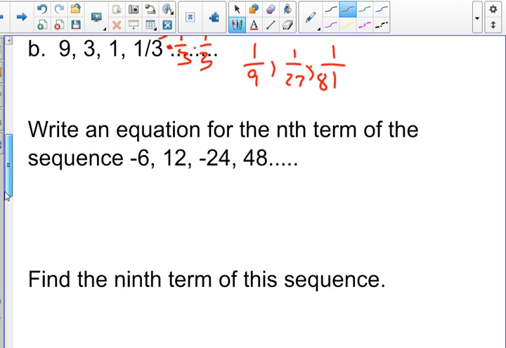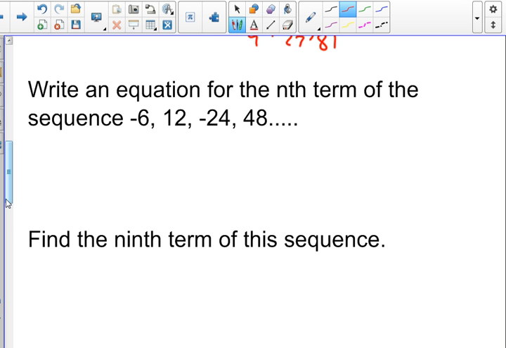Okay. Write an equation for the nth term of a sequence. Now, we need to determine whether it's arithmetic or geometric. I'm assuming it's geometric since we're talking about geometric sequence. So first you have to find the common ratio. So you divide 12 divided by -6, and our common ratio is -2.